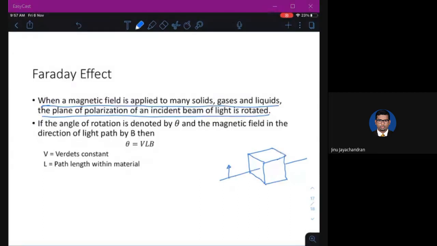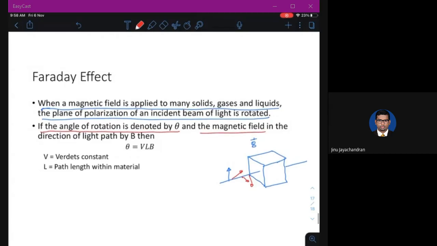Now you apply a magnetic field on this. What happens is the plane of polarization will rotate. It can rotate like this, or this, or this; in any direction it can rotate. If it rotates, it is called the Faraday effect. If the angle of rotation is denoted by theta, and the magnetic field in the direction of the light path by B, then theta is equal to V times L times B, where V is a constant called the Verdet constant and L is the path length within the material.